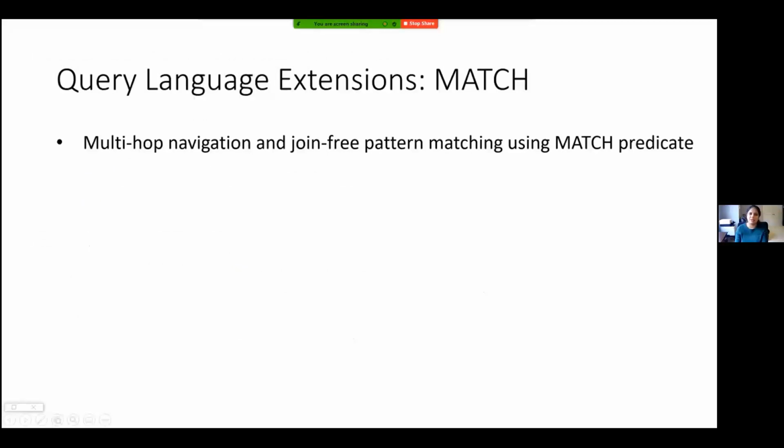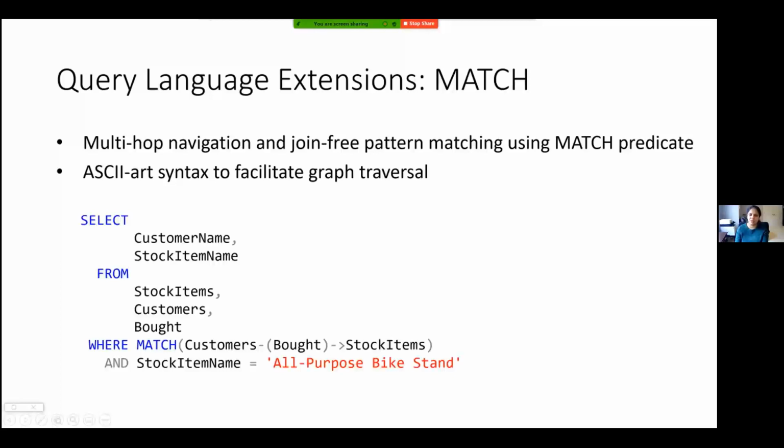Now let's look at the query language extensions. With the release of SQL Server 2017, we introduced the MATCH predicate in T-SQL, a built-in predicate. What this does is it helps you write your navigation or traversal queries, and it supports ASCII art style graph traversal syntax, with arrows and simple syntax. Here's how it looks.